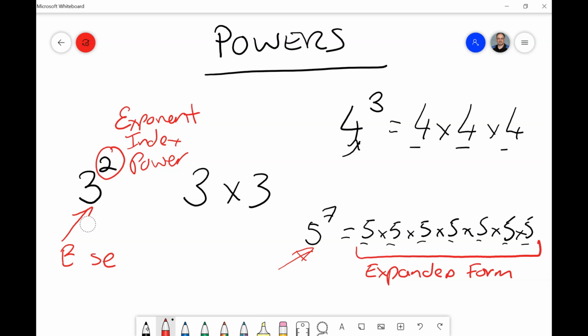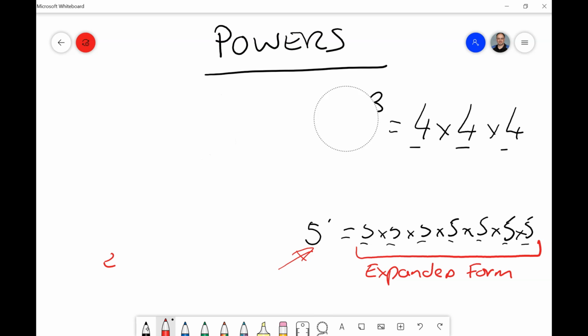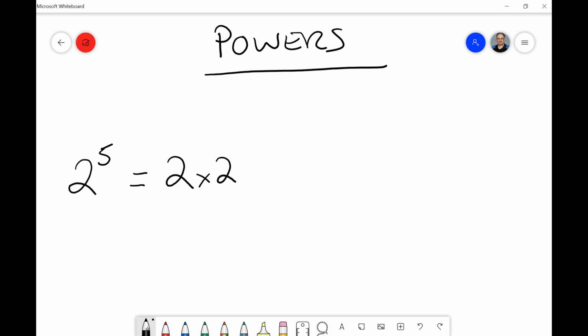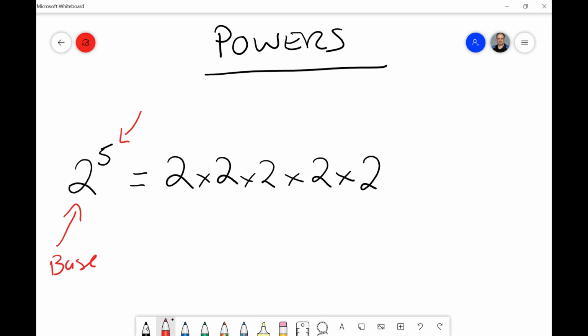So if I just quickly remove all this for a second, let's take a final example. So let's say 2 to the power of 5. If we want to expand that out, we will say 2 times 2 times 2 times 2 times 2. So we have here again the base value. Let's just call this the index for the moment. We have the expanded form.